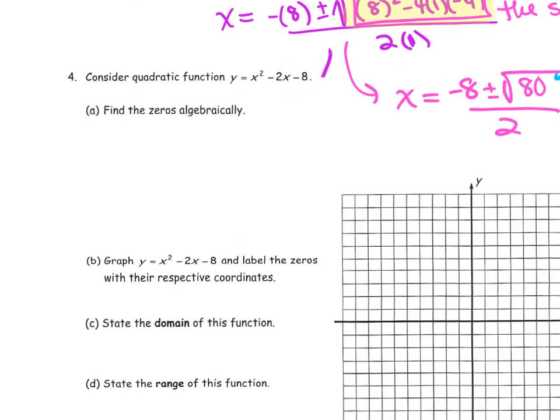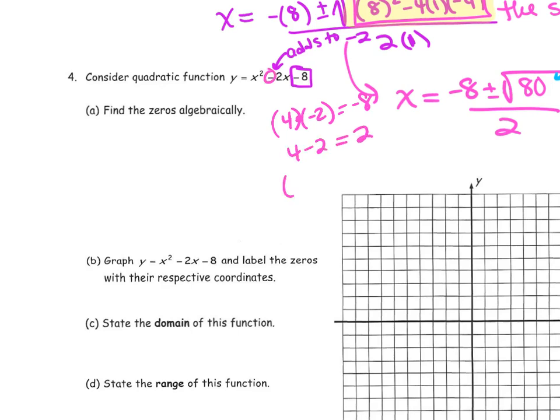What multiplies to negative 8 but adds to negative 2? Well, let's see. We have 4 times negative 2 is negative 8, but 4 minus 2 is 2, and we want negative 2. So let's go the opposite. Negative 4 times positive 2 is negative 8, and negative 4 plus 2 is negative 2. So these are the two values we're going to use for our factors.